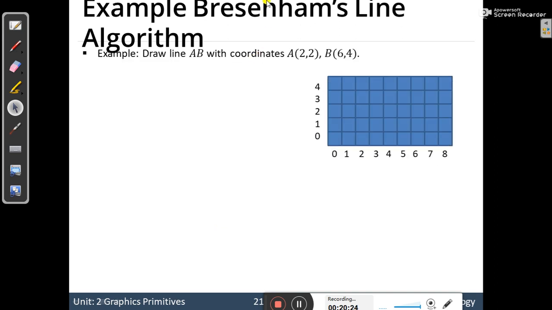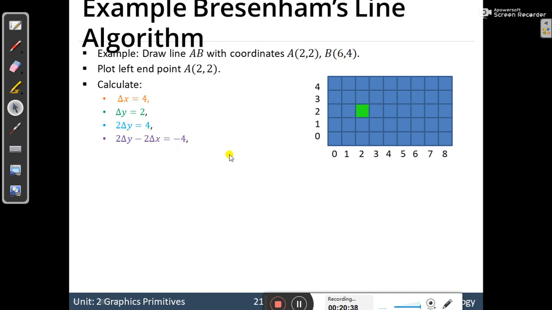So now let's go through this algorithm with an example. Suppose you need to draw a line AB with coordinates (2, 2) to (6, 4). So plot the point (2, 2). Now calculate del x equal to 4, del y equal to 2, twice del y equal to 4, twice del y minus twice del x equal to minus 4. Now p naught equal to twice del y minus del x equal to 0.